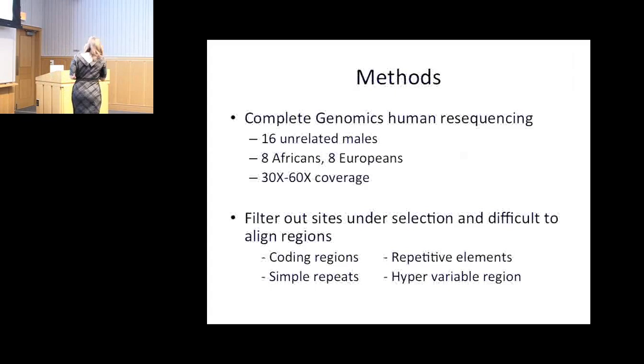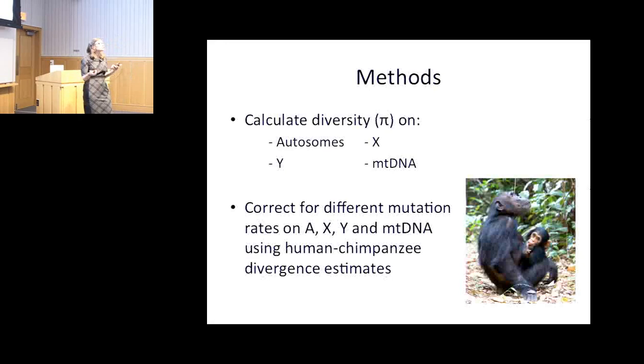What we did is we used the publicly available Complete Genomics data, looking at 16 unrelated males, 8 Africans and 8 Europeans. They have different demographic histories that we can test. And this is 30 to 60x coverage. We filter out sites that are under selection or difficult to align regions. We filter out coding regions, regions far from genes, repetitive elements, and the hypervariable region on the mitochondria. And we calculate diversity on the autosomes, X, Y, and mitochondria, and we correct for different mutation rates in these different genomic regions. We use human-chimpanzee divergence to correct for the different mutation rates.